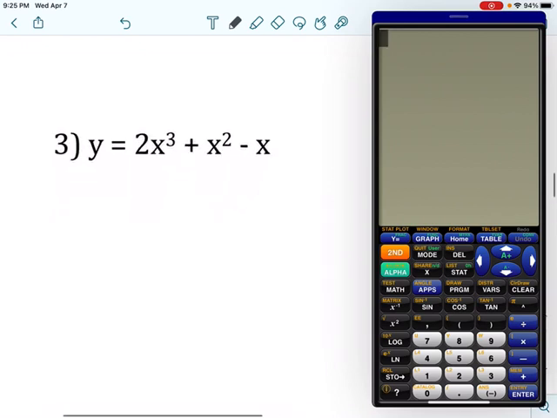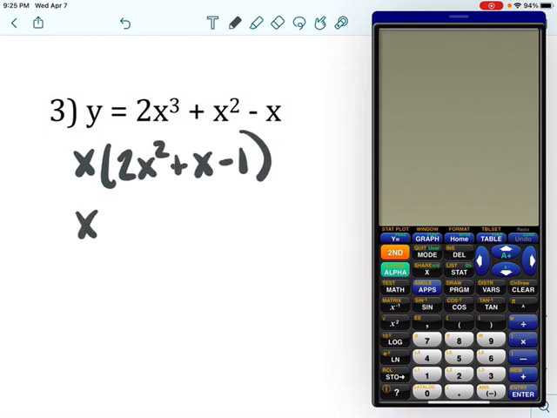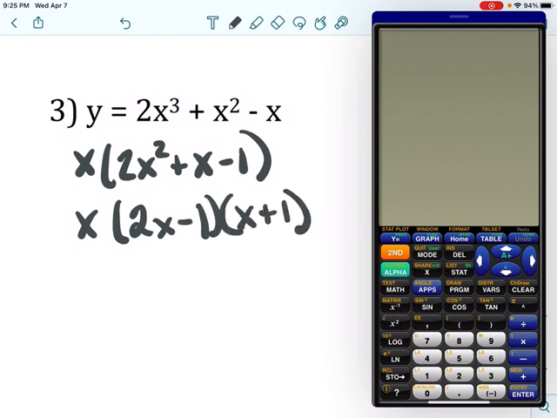Okay, so I'm going to take out a GCF of x. So 2x squared plus x minus 1. We're going to need to factor that, so pick your method: box, split, distribute. Okay, I use guess and check because that's how I was taught, back in the Stone Age. Then I'm going to set each of these equal to 0.